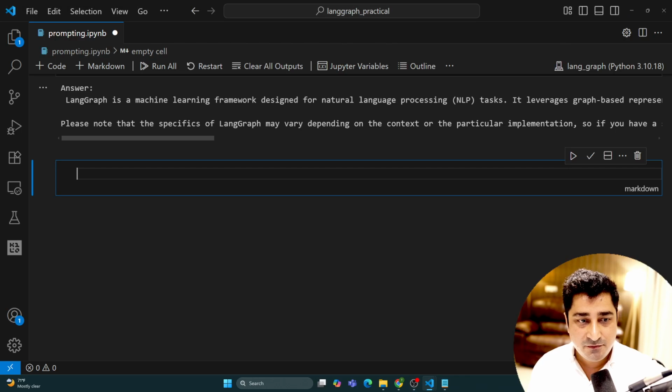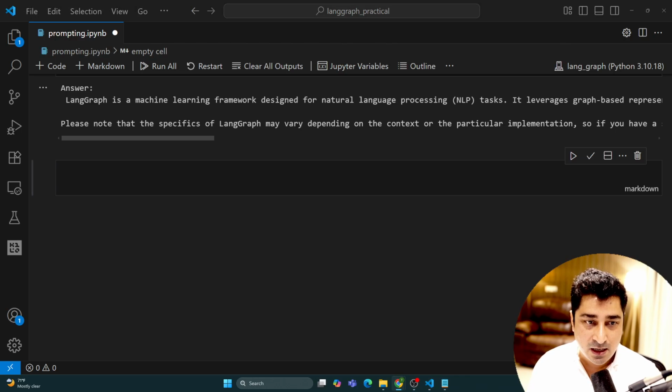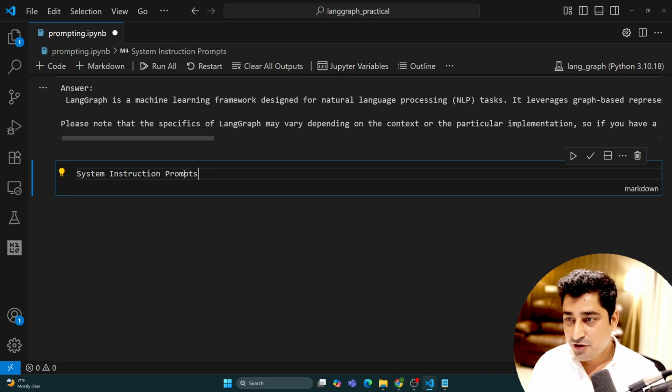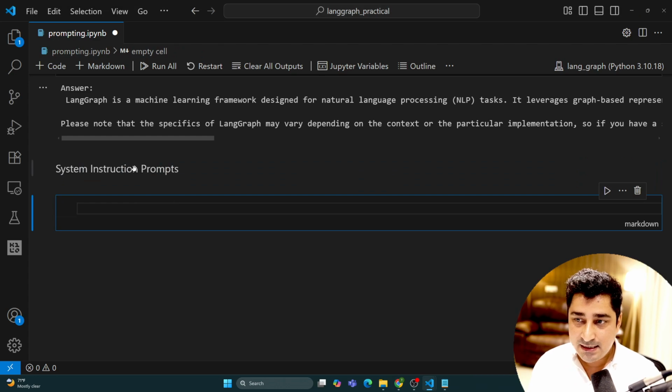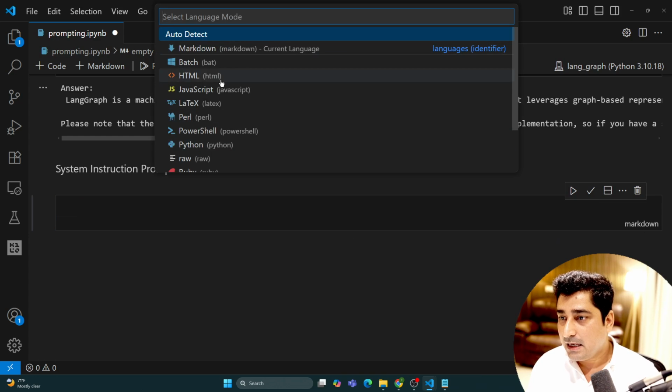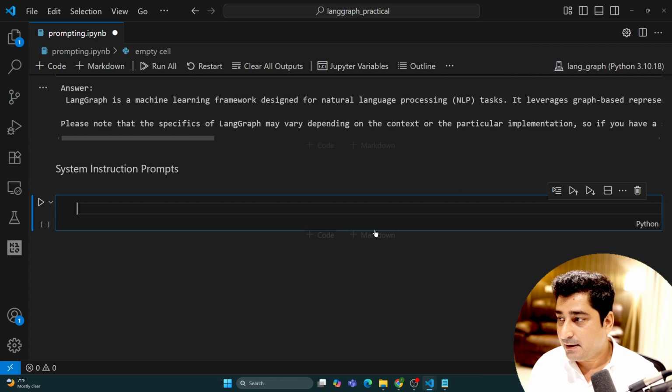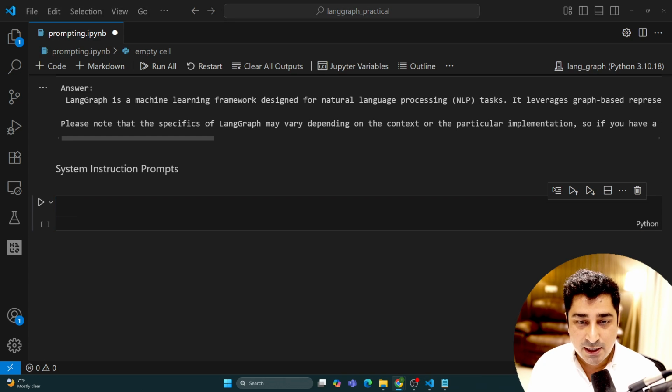As a prompting strategy, guys, there are different kinds of prompting strategies that you will be able to find. Whenever you are dealing with an LLM, the very first prompting strategy which I will be talking about, which is a continuation of the previous lecture, is called the system instruction prompt. And what does this system instruction prompt do? I'll show you a couple of examples.